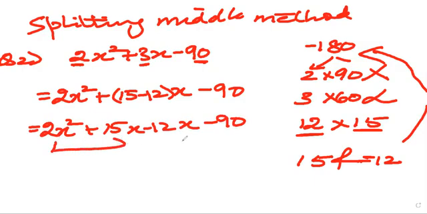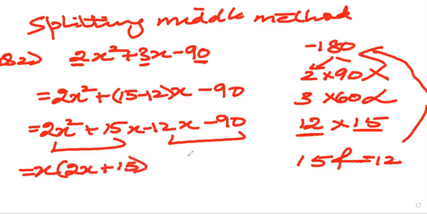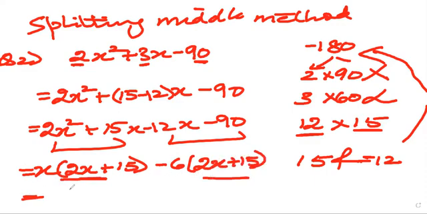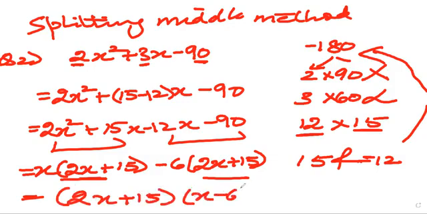Now you have to take common from the first two and from the last two. So what is common from the first two? Only x. And inside it will be 2x plus 15. Okay, children, is it clear? And what is common in this? Minus 6 is common. So inside it is 2x plus 15. Again, 2x plus 15 is common. So you will take out 2x plus 15 common. Inside it will be x minus 6. Children, this is your answer.